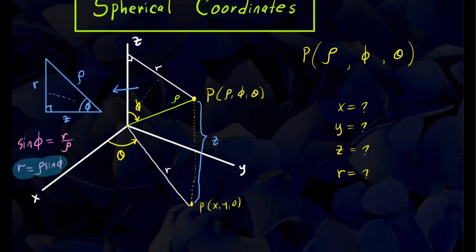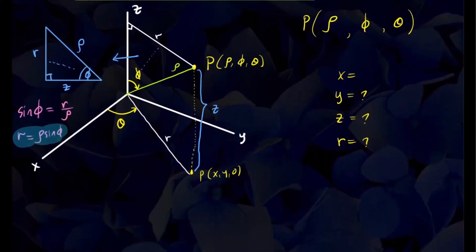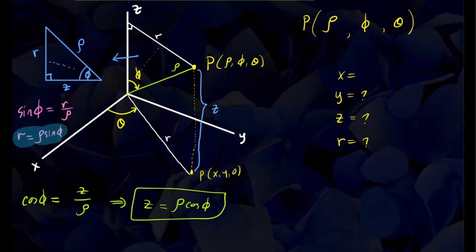Now, if you remember, cosine phi using that same triangle is going to be adjacent over hypotenuse. So that would be z over rho, which means now I can write z is going to be rho cosine phi. So there is our next definition. That means z is going to be rho cosine phi.